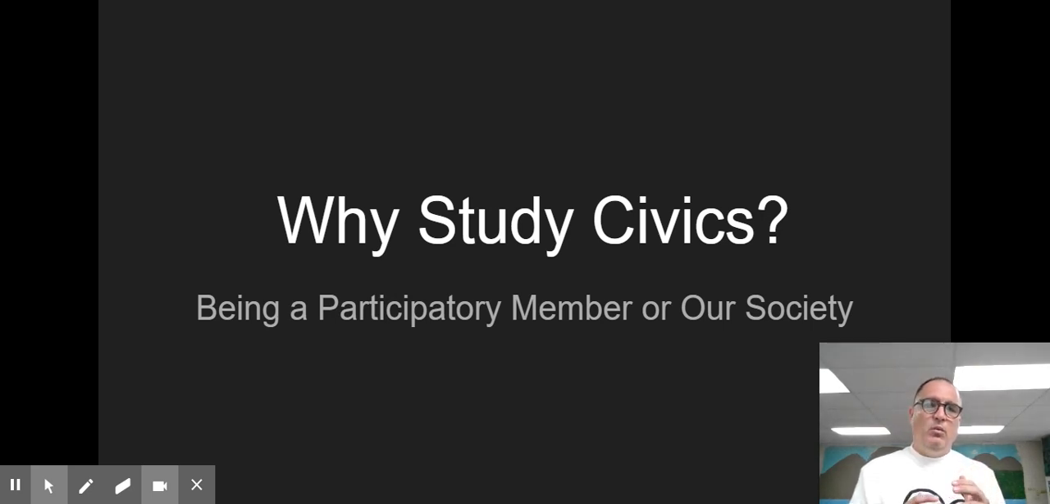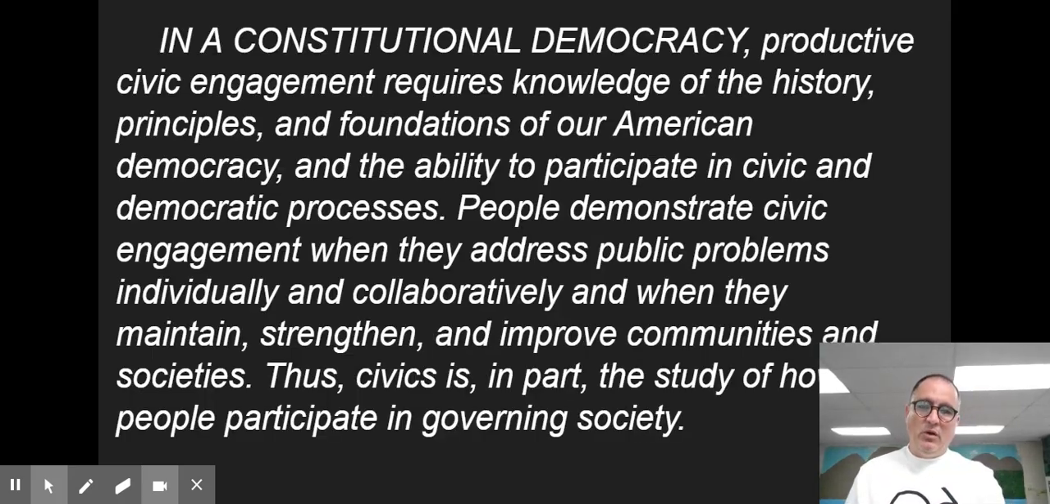And as that is the case, it has adverse knock-on effects for the quality of democracy that we live in. Our democracy suffers when fewer and fewer people participate in our constitutional democracy. So here is a quote.